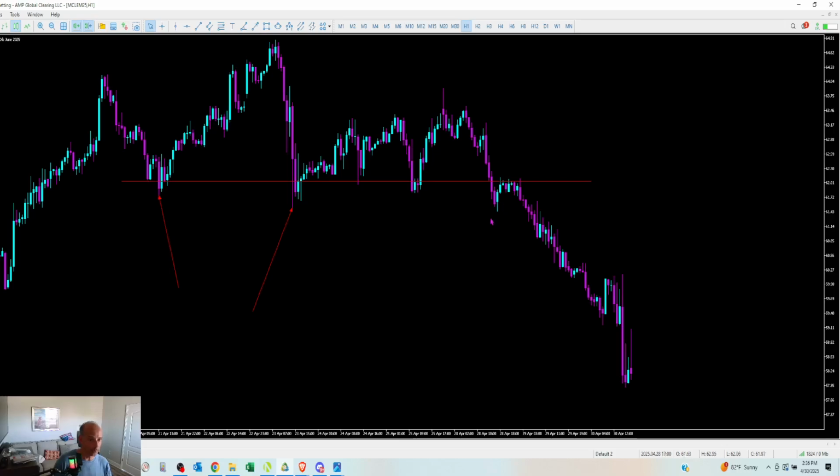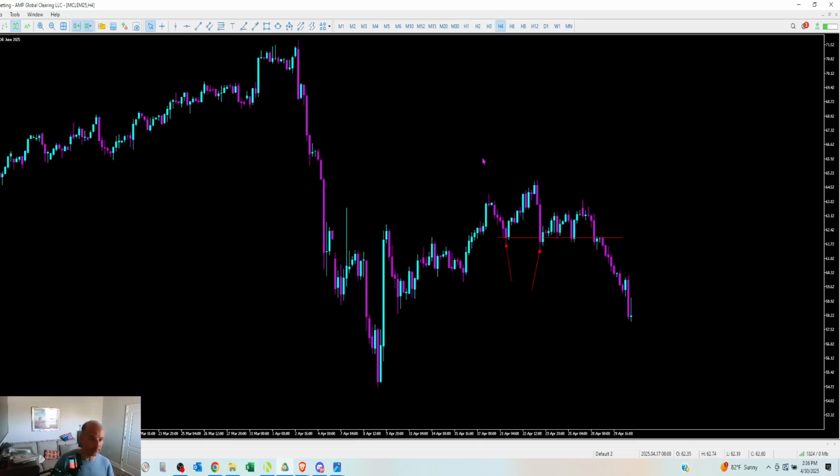Okay, it broke through this level, came back again. So this would have been another entry point in here. If you missed this one, you could have taken this one. If you missed that one, you could have taken this one. Okay, so whatever. The entry is not really the important part of this. It's just looking at what led to this move.